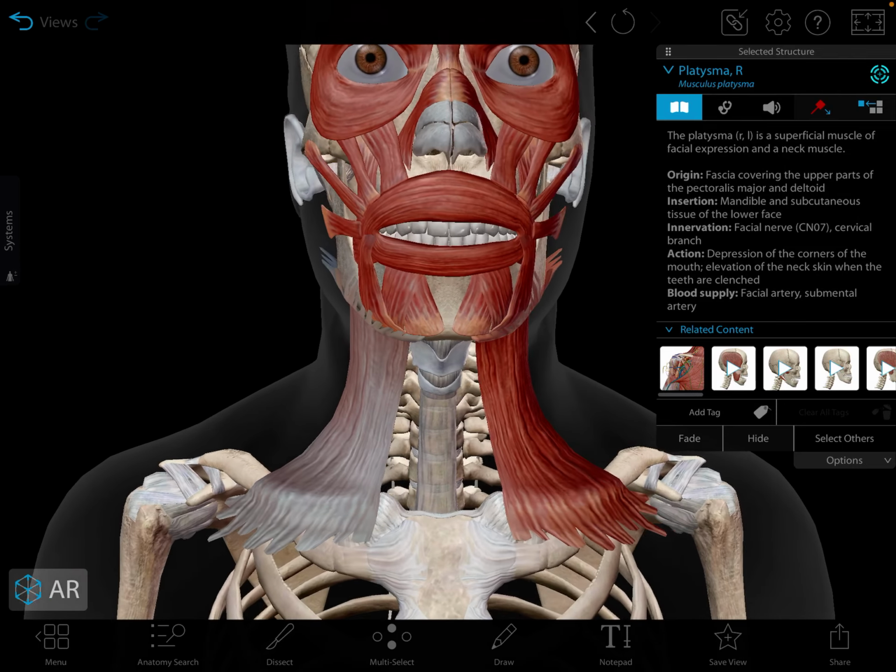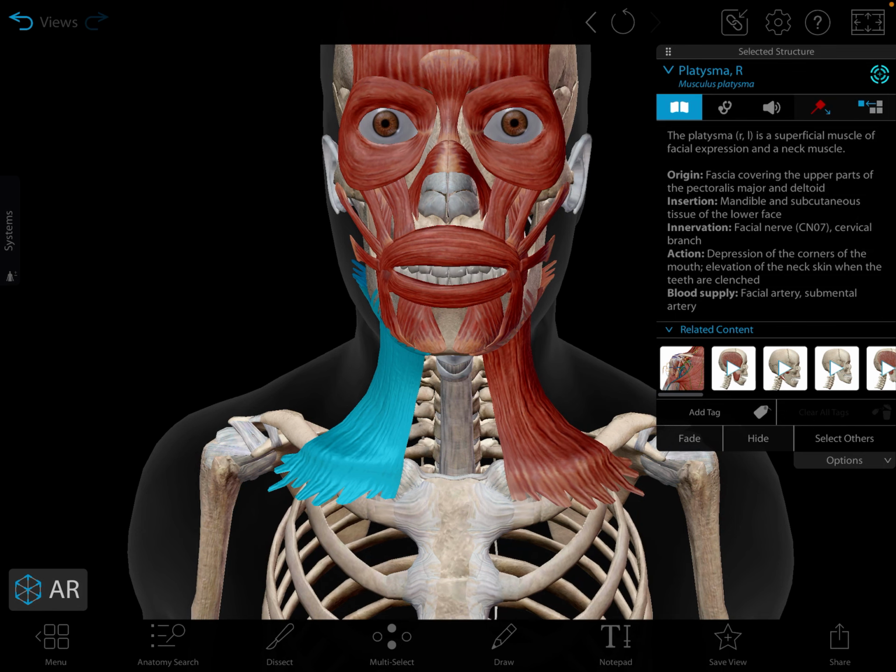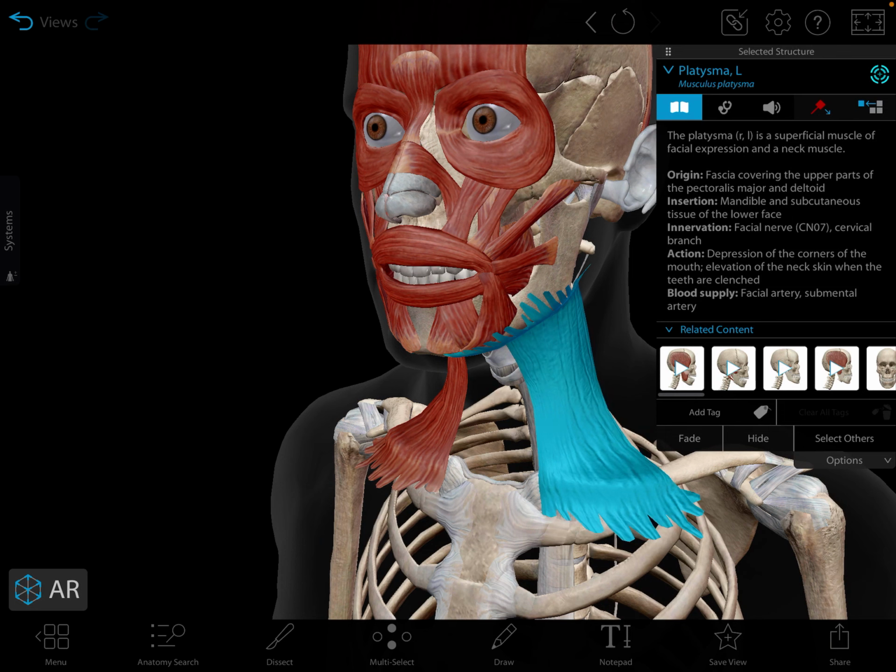This muscle is responsible for producing that action. As this platysma muscle contracts, it will flare that skin in this region, but it can also help in pulling on the skin of the face and pulling on the mouth and drawing that inferiorly just a little bit as well.